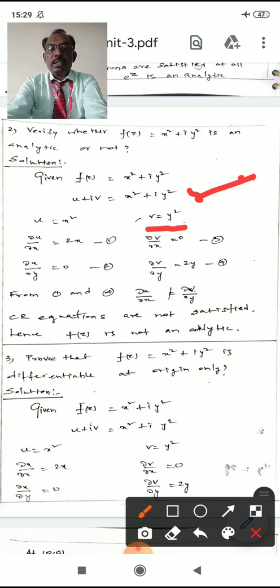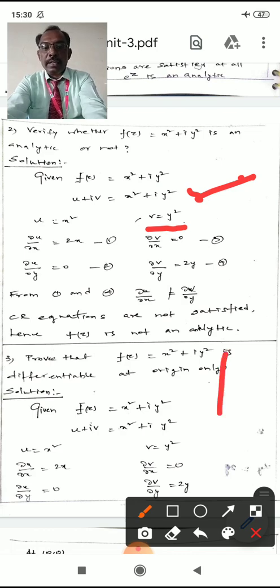So we have two conditions here. The first condition is not satisfied, so there is no need to check the second condition. Since the CR equations are not satisfied, the given function is not analytic.